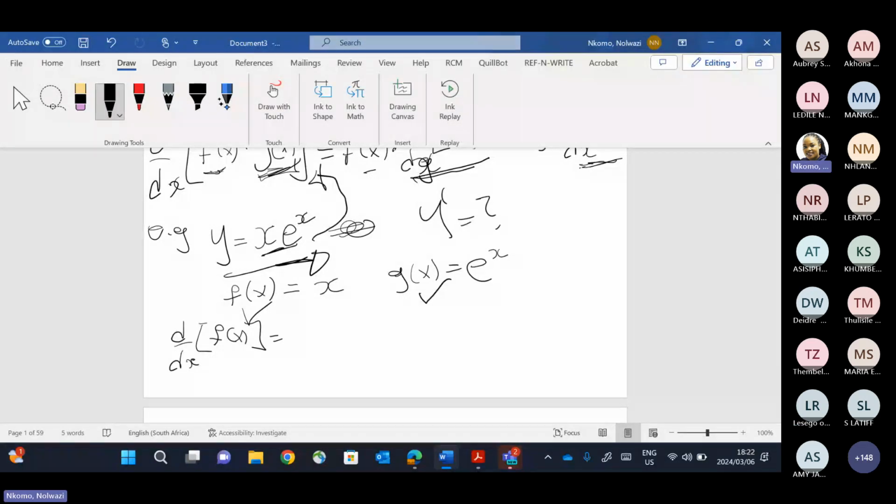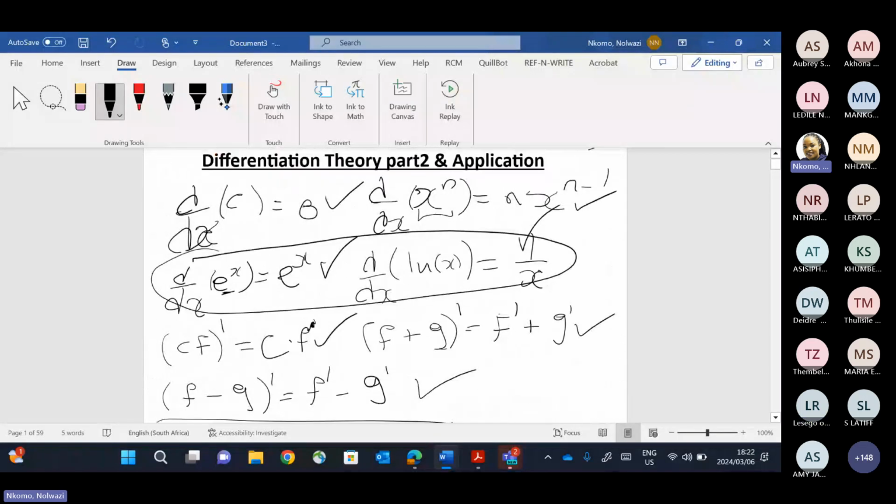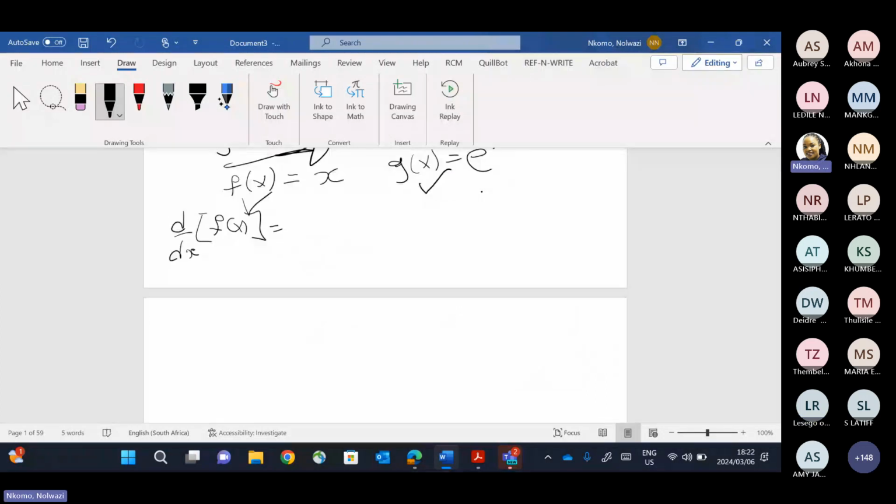We have x. It's like we have x to the power 1, and then we can use rule 2, right? Rule 2 says the derivative of x to the power n with respect to x is equal to n x to the power n minus 1. If we compare this x and this x to the power n, you can conclude from here that n is equal to 1.